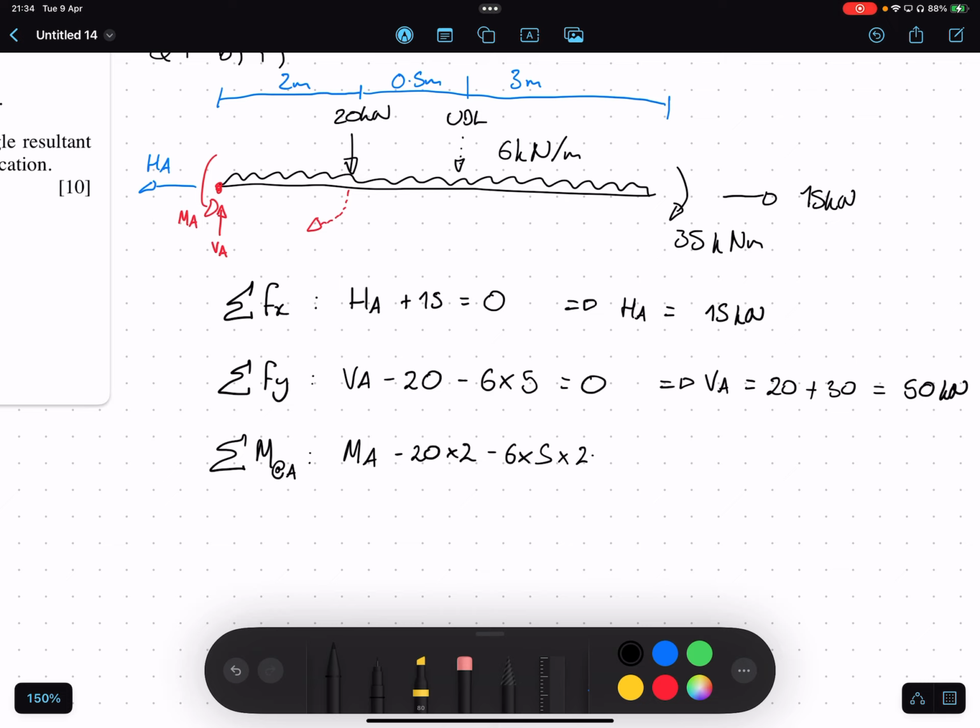2.5. And then finally, we can't forget our moment at the end of the beam, acting again in opposition to our moment here of 35 kilonewton meters. Wonderful. Okay, and we set that all equal to 0. So all of these, again, are acting in opposition to MA, which has a sneaky little positive.